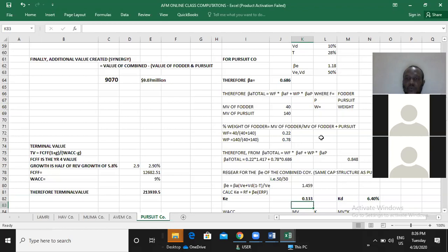So we now said that we're able to calculate the weights for both of them. So we got 22% and 78% approximately for the weights of these two. So what we are going to put into our calculation of the beta asset total. And so once we got that, we're able to calculate our beta asset total as 0.848 for the combined company.